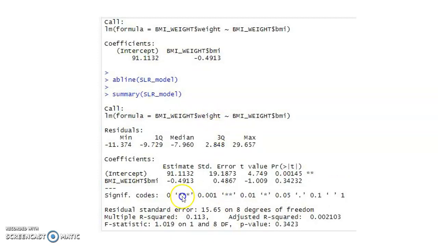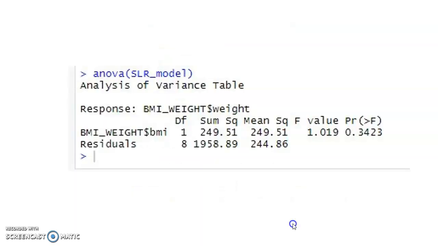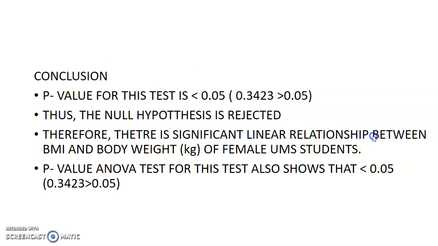This is the simple linear regression that I have done. We can see the p-value here is 0.3423, and for the ANOVA, the f value is 0.3423 also. In the conclusion, the p-value for this test, 0.3423, is bigger than 0.05.